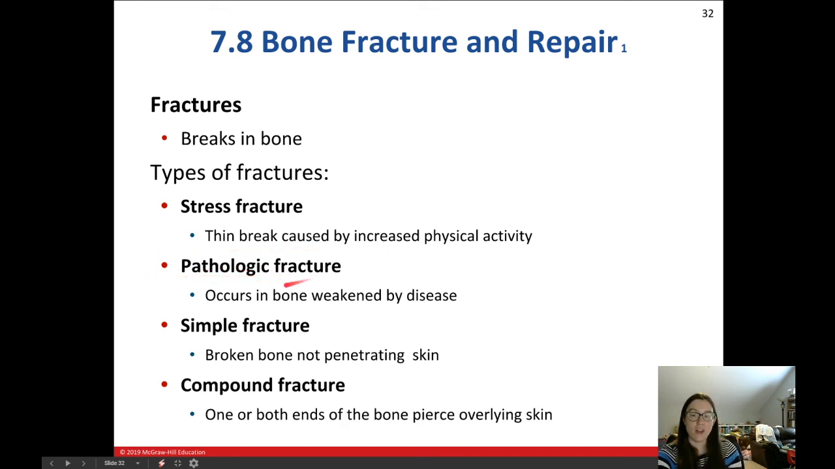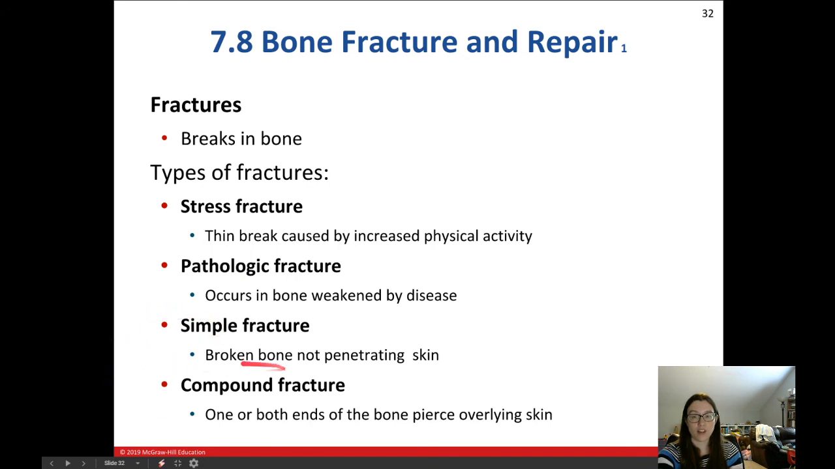A pathologic fracture occurs in bone weakened by disease. As we said before, osteoporosis is going to predispose us to these fractures. So if we have osteoporosis in the bone and it fractures, we could call it a pathologic fracture because the bone was weakened by osteoporosis. Pathologic fractures can also occur if you have some sort of bone cancer. That can also make the bones more prone to fracture.